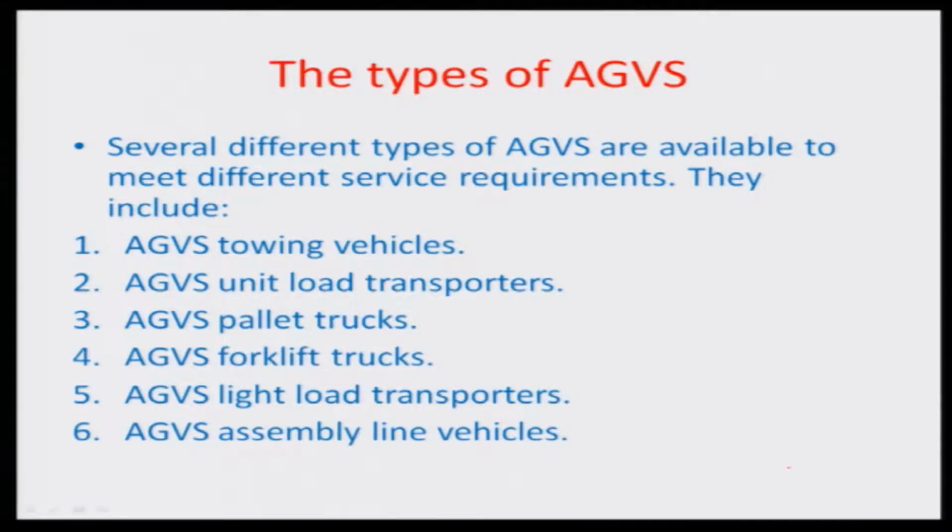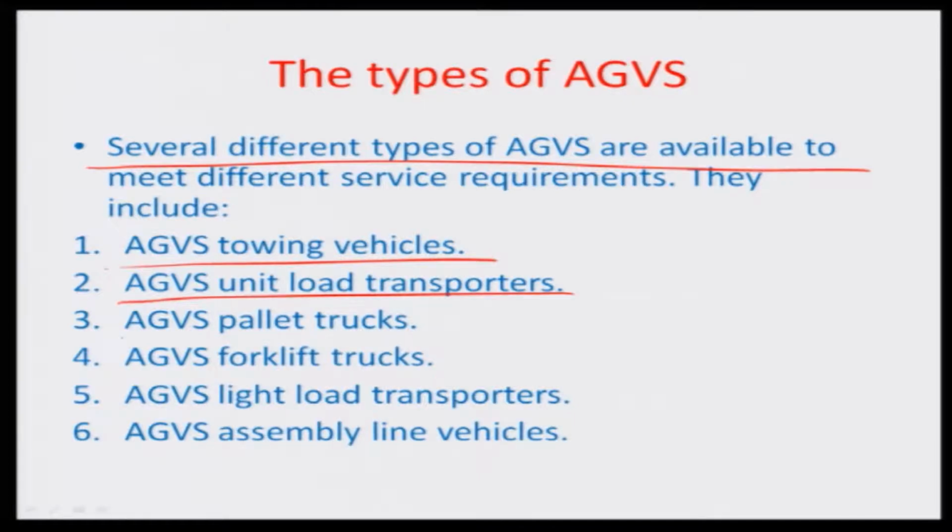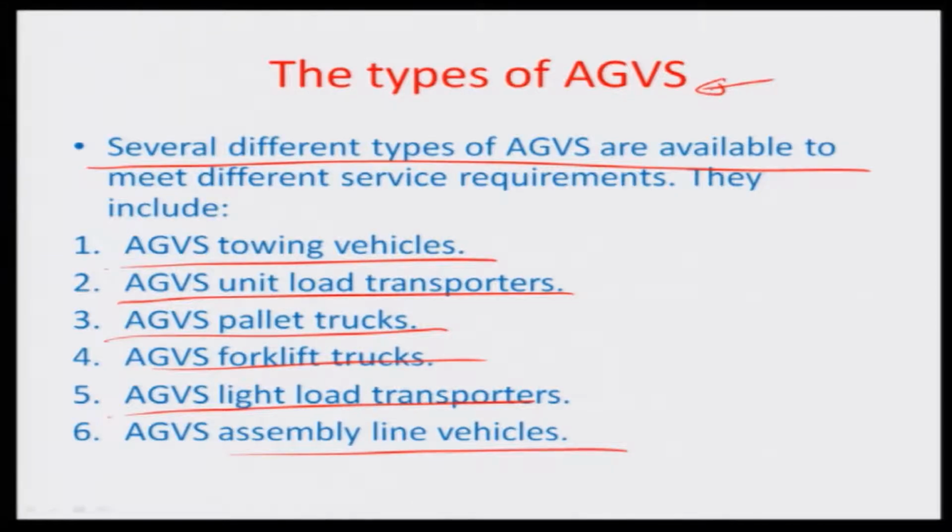There are several different types of AGVs which are available to meet different service requirements. They include AGV towing vehicles, AGV unit load transporters, pallet trucks, forklift trucks, light load transporters and assembly line vehicles. So these all fall under the category of the automated guided vehicle system.